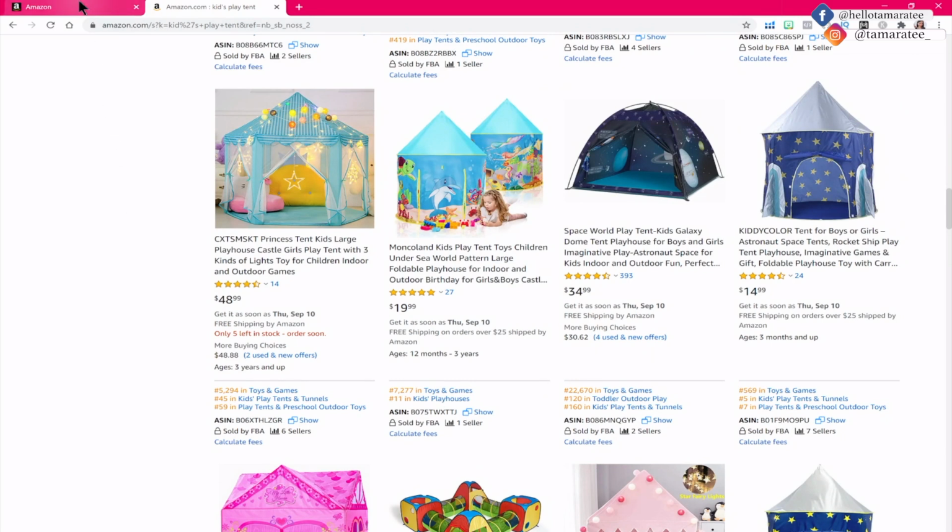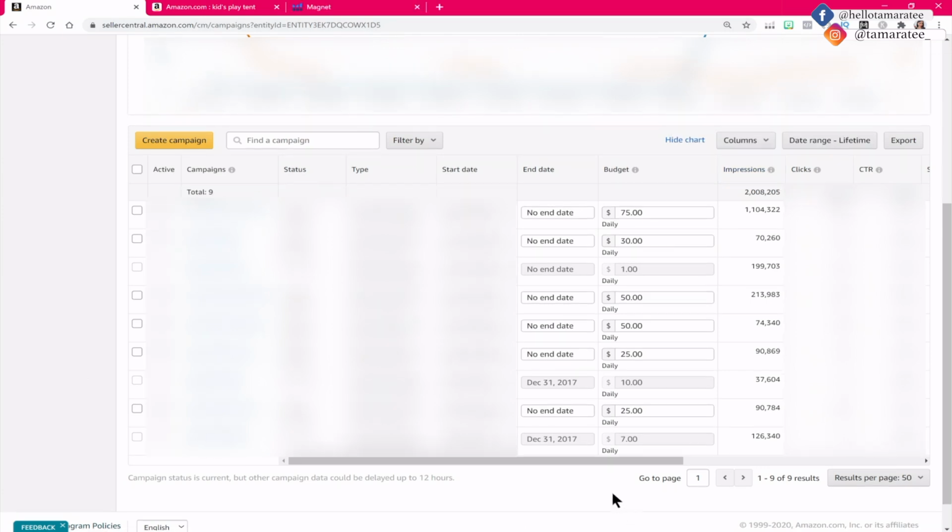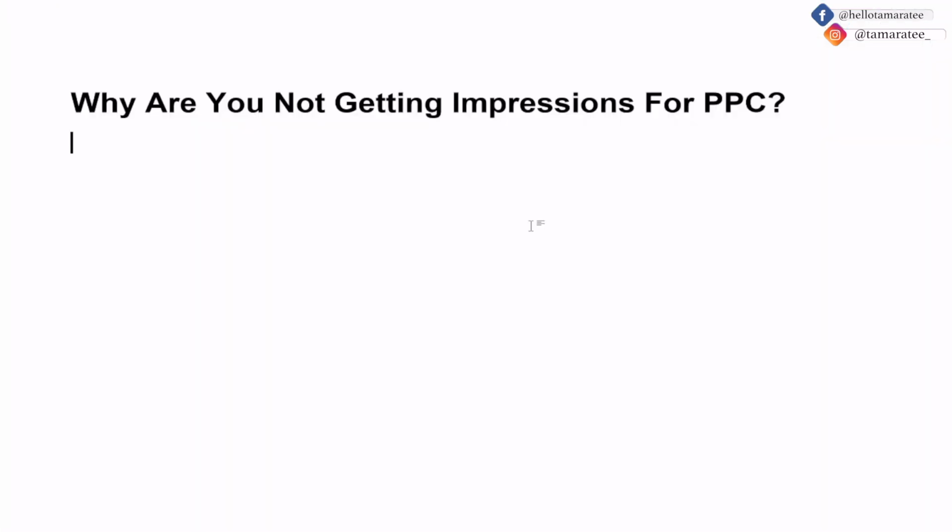If you go into your Amazon PPC sponsored ads, you can see the impression columns right here. The number of times ads were displayed. So sometimes when you look in this column under impressions, you may see 0, or you may see a number that is very, very low. And you wonder, why are people not seeing my product? Why are they not seeing my ad? Well, one of the top reasons why nobody is seeing your ad is because your keywords are long tail with small search volume. Let me explain to you what this means.